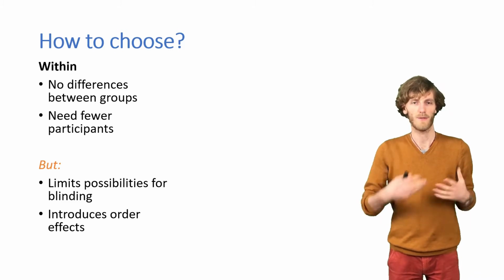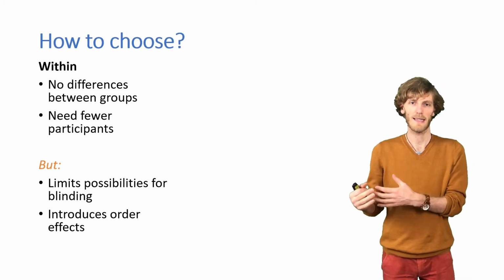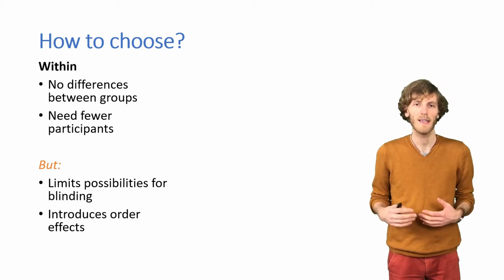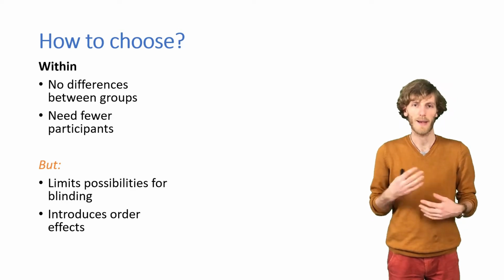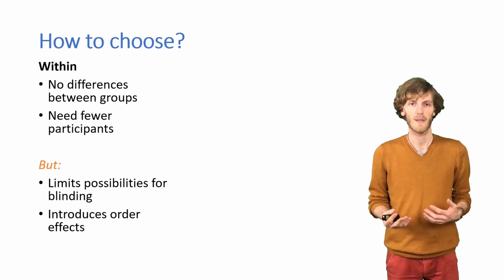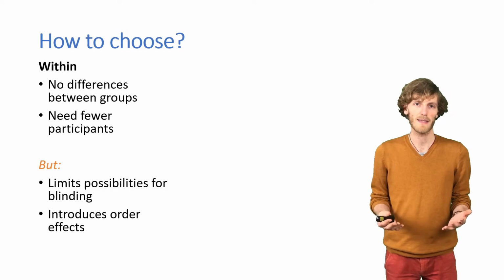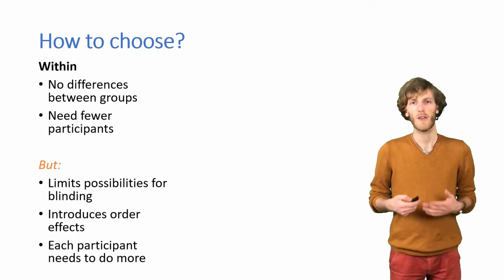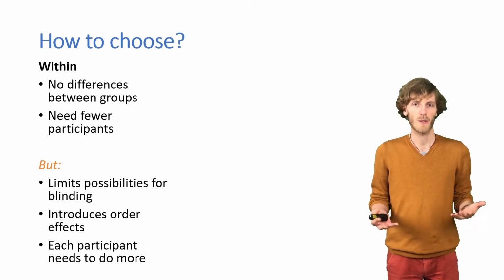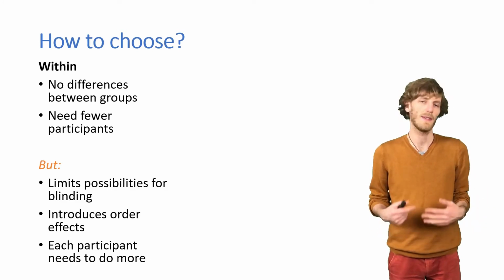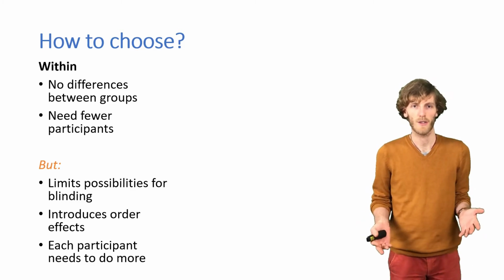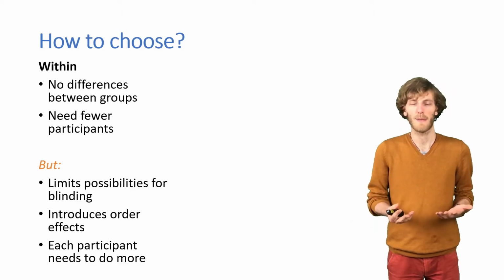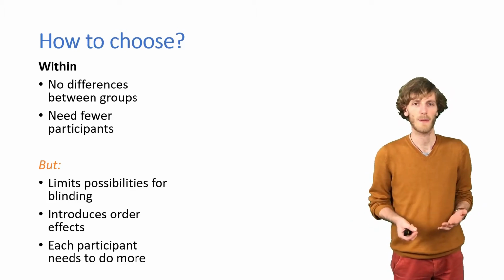If all participants first study with music, then study in silence, they might just have improved their studying skills the first time around. So there are things like counterbalancing that you need to do in within-participant experiments, so that different participants experience a different order of the conditions. And thirdly, each participant has to put more effort in. If the task is very simple, that's not a problem. If the experiment requires more commitment, it might just not be feasible to run it within participants.